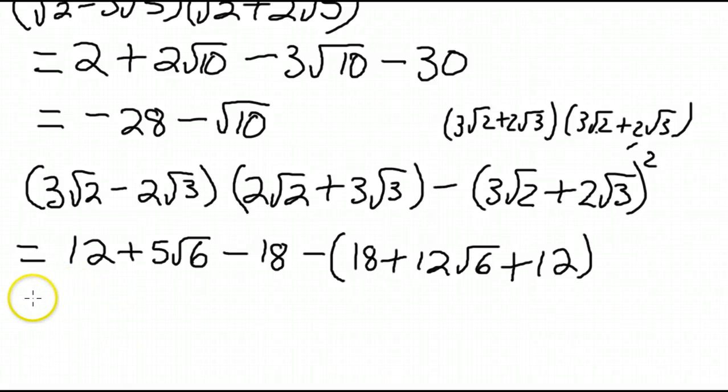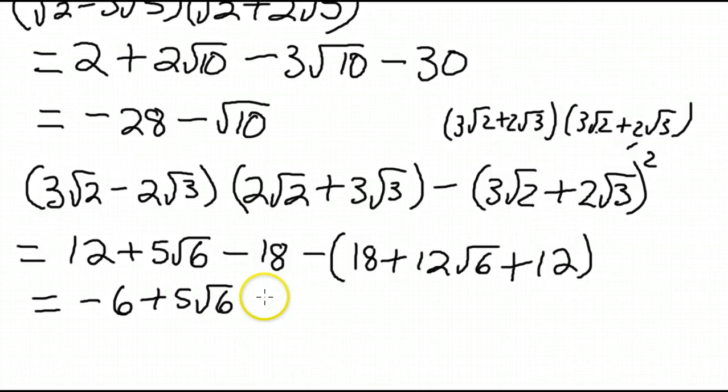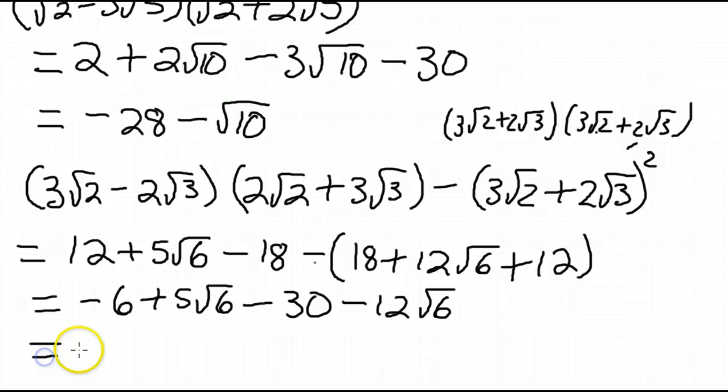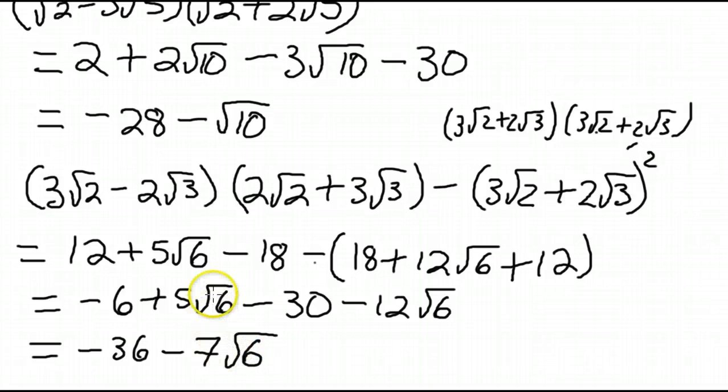Okay, let's simplify this down. 12 minus 18 is negative 6 plus 5 root 6 minus, okay, what do we got in here? We have 18 plus 12. 18 plus 12 is 30, so it'll be minus 30, right? Then we've got minus the 12 root 6. So minus 12 root 6. Collect, we get negative 36 minus 7 root 6. So this is a much more complicated expression. It's multiplying two binomials together and then subtracting.